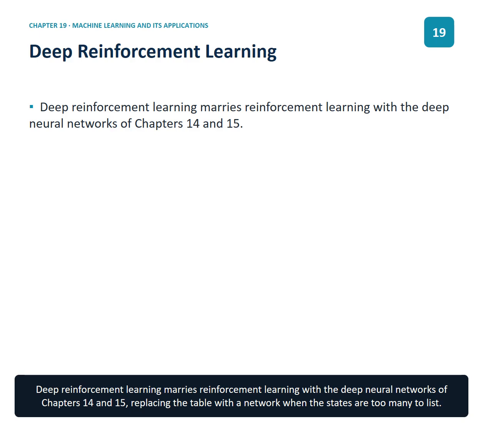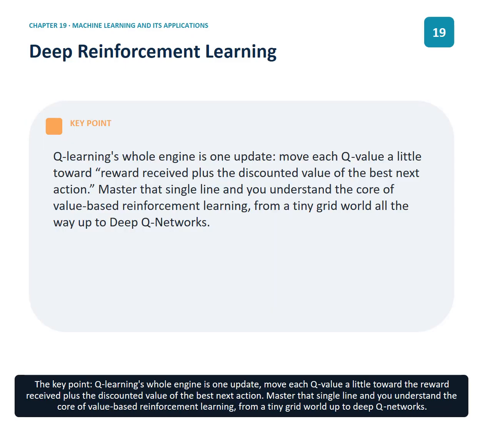Deep reinforcement learning marries reinforcement learning with the deep neural networks of chapters 14 and 15, replacing the table with a network when the states are too many to list. The key point: Q-learning's whole engine is one update. Move each Q value a little toward the reward received, plus the discounted value of the best next action. Master that single line, and you understand the core of value-based reinforcement learning, from a tiny grid world up to deep Q networks.